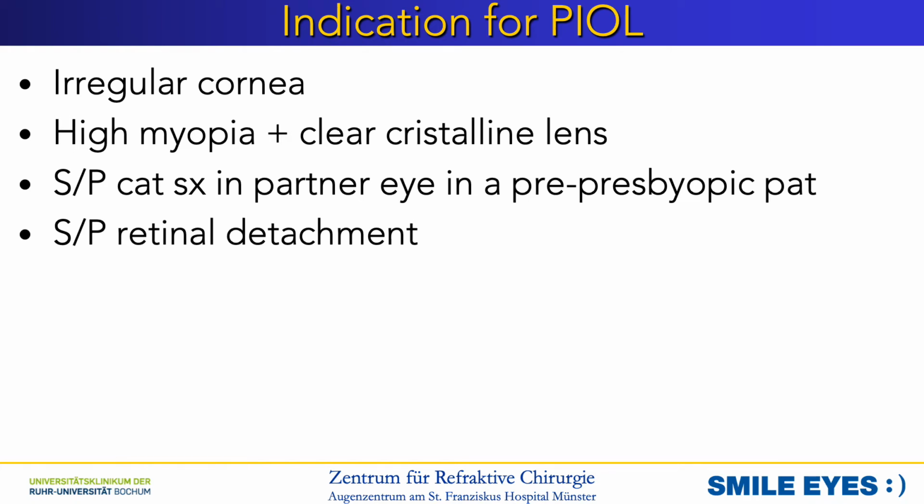So the typical indication for phakic IOLs are an irregular cornea that you don't want to do laser correction on, or some high myopia in the presence of a clear crystalline lens. Also, a status post-cataract surgery in the partner eye in a pre-presbyopic patient, and status post-retinal detachment can also be a special indication.